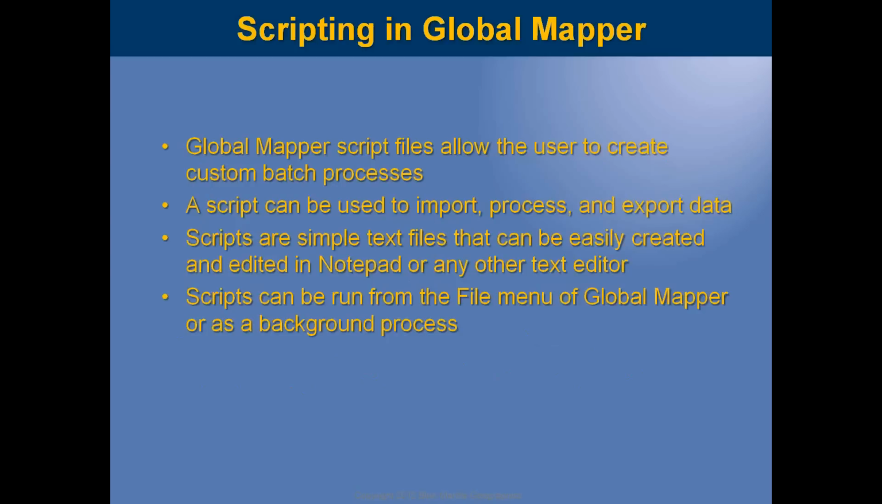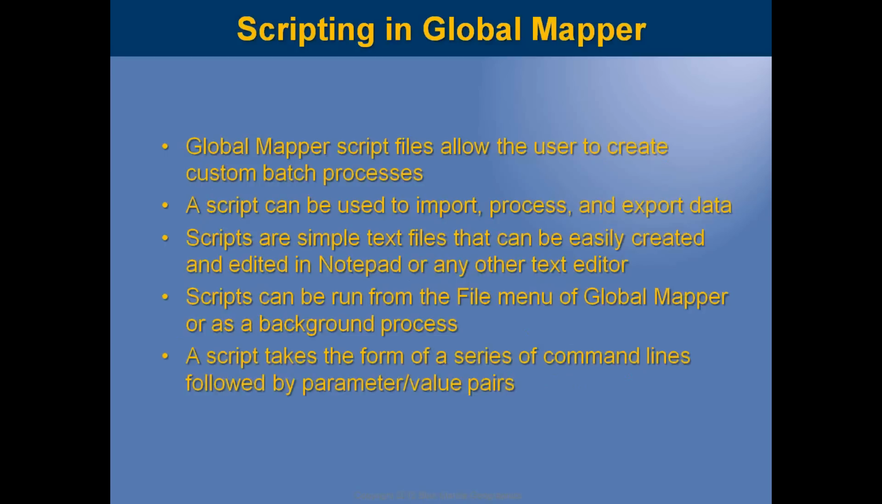To be more effective, a script can actually be run externally, in other words, as a background process. You can process data without even looking at Global Mapper. Global Mapper is running under the hood, so to speak, or in the background, but you can continue to work on other applications knowing that Global Mapper is doing its job and generating the files that you need. So it can be run in the file menu or as a background process.